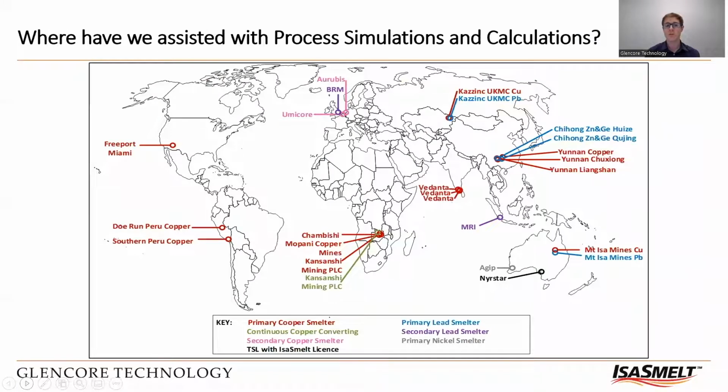So where have we assisted with process simulations and calculations? On this map here, this is where all ISASMELT furnaces have been installed around the world. Every single one of these has been done with our process simulations and calculations. In addition to this, we've done a lot of projects and works for smelters that don't have our technology, and we do process simulations and calculations for them. And we do a lot of this, particularly within Glencore.